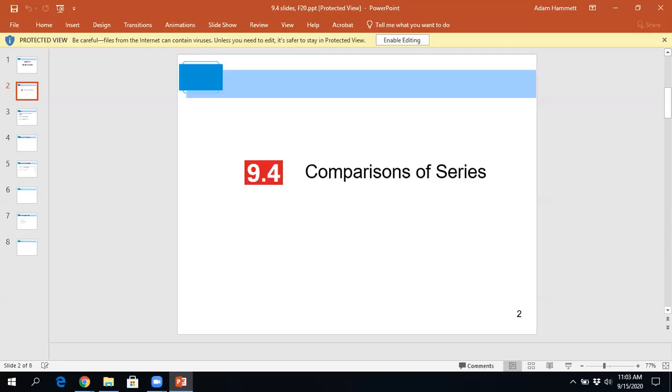Okay, so last time we did the nth term test and the integral test, right? So I wanted to start with an example that's maybe a little bit out of the ordinary. So let's look at this together.